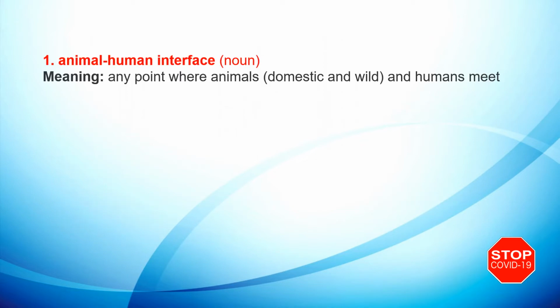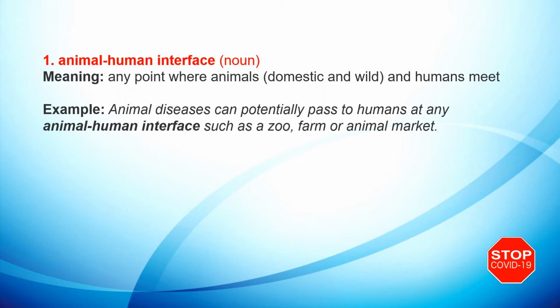Number 1. Animal-human interface. Animal-human interface, as a noun, meaning any point where animals, domestic and wild, and humans meet. For example, animal diseases can potentially pass to humans at any animal-human interface such as a zoo, farm, or animal market.